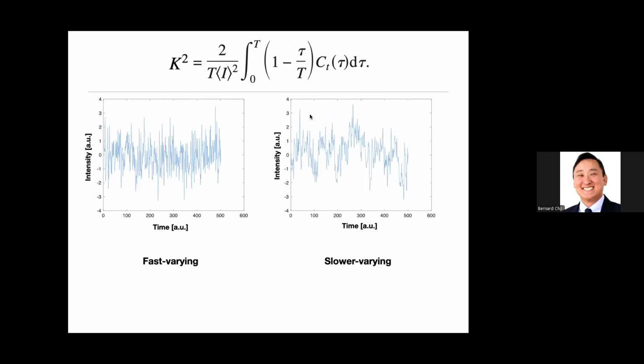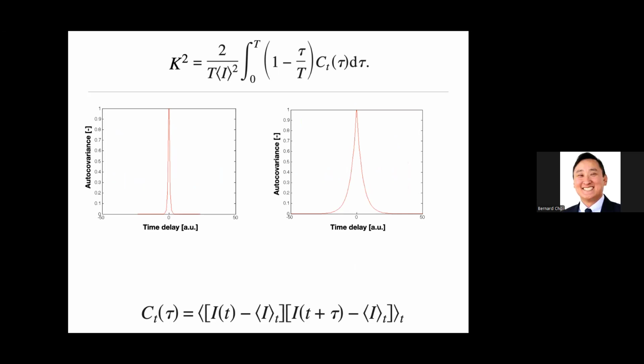So this is just showing here something fast varying and something slower varying in terms of the intensities. These are just some random distributions. Then, if you look at the autocovariance, you can get something that looks like this, if you just calculate this right here and apply it to the intensity signal.